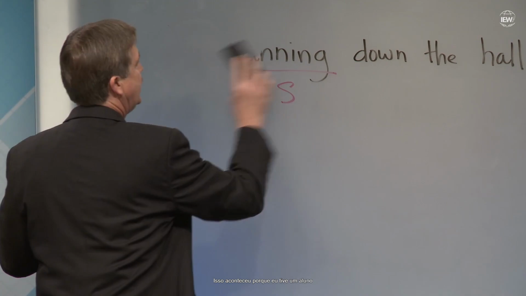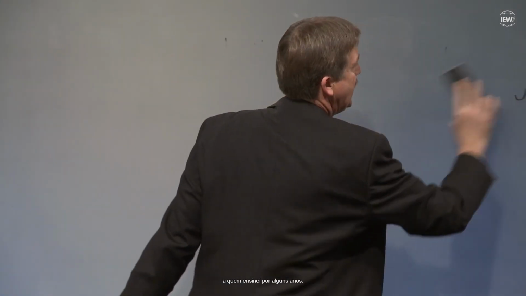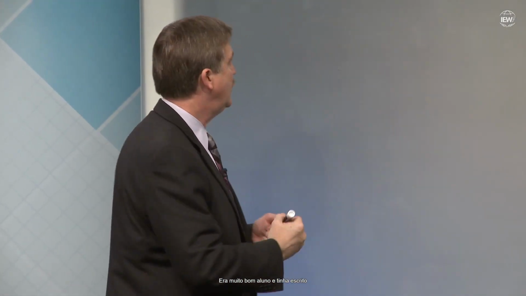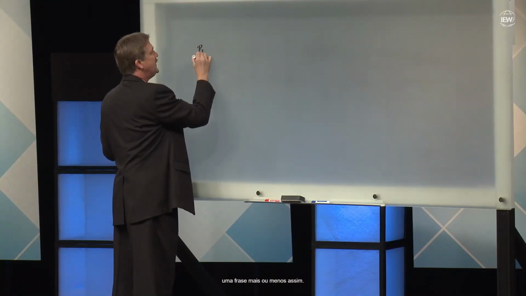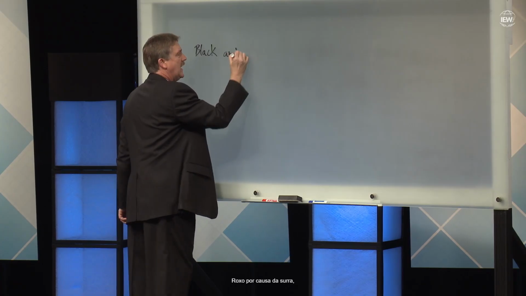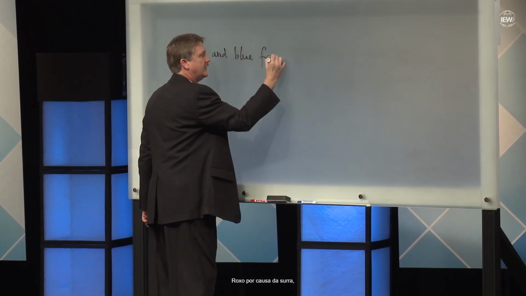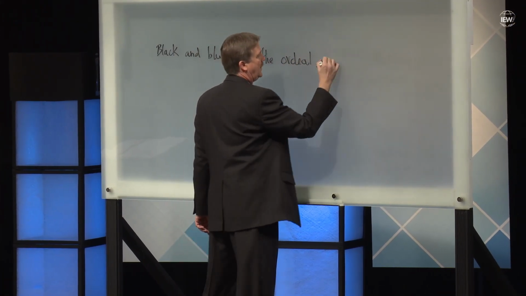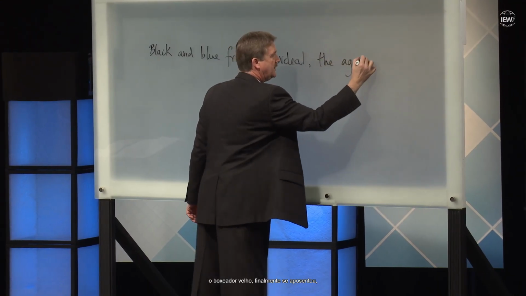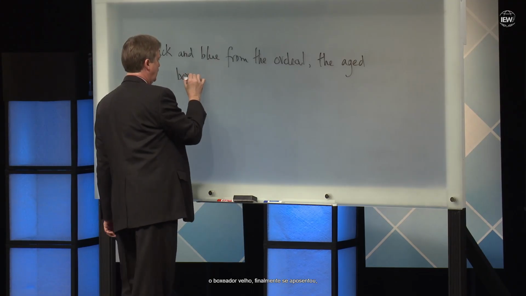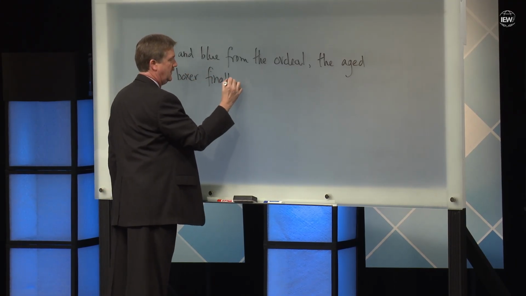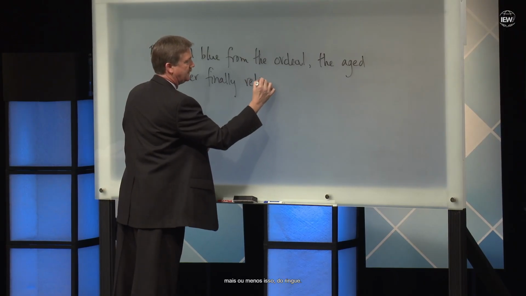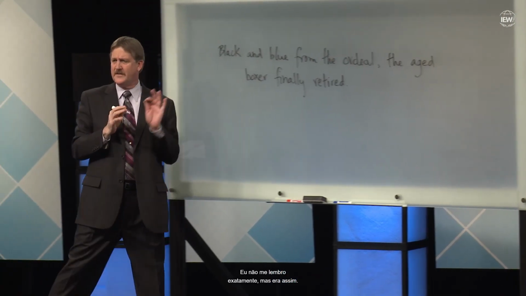And this happened because I had a student who was with me a few years. He was a very fine student. And he had written a sentence something like this. Black and blue from the ordeal, the aged boxer finally retired from the ring. Something like that. I don't remember exactly. It was kind of like that.